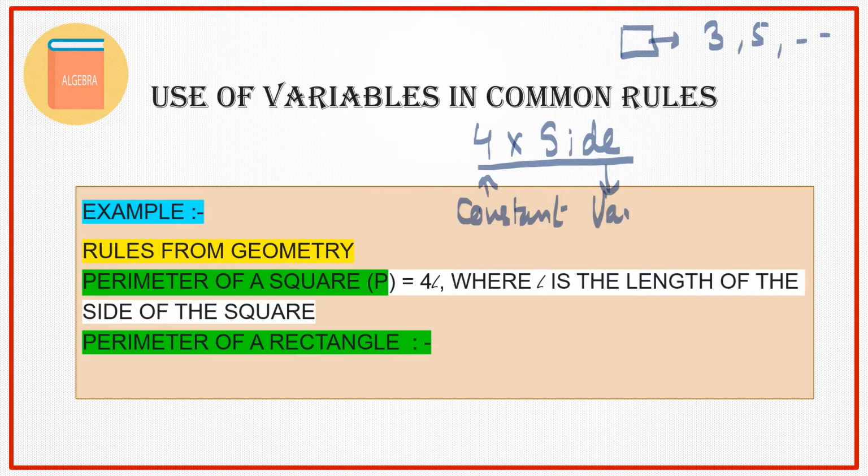Very good. So when we know this is a constant and this is a variable, how do we represent a variable? We represent a variable with any alphabet. So here in this example, I am representing the side with a variable L. So what will be the formula now if you represent it in terms of L? The perimeter of a square will be 4 into L.